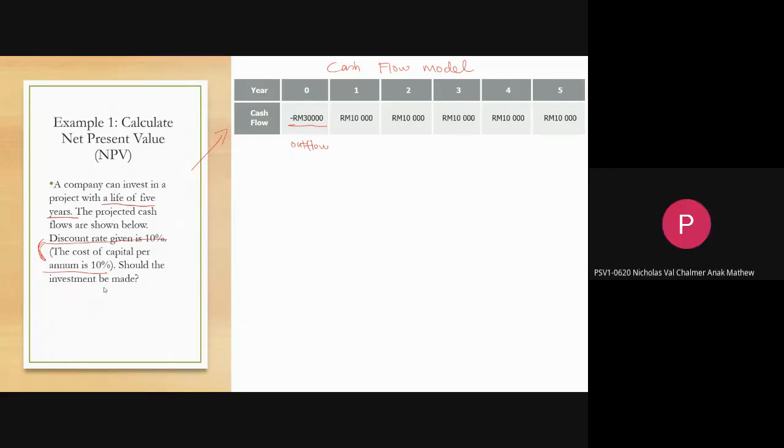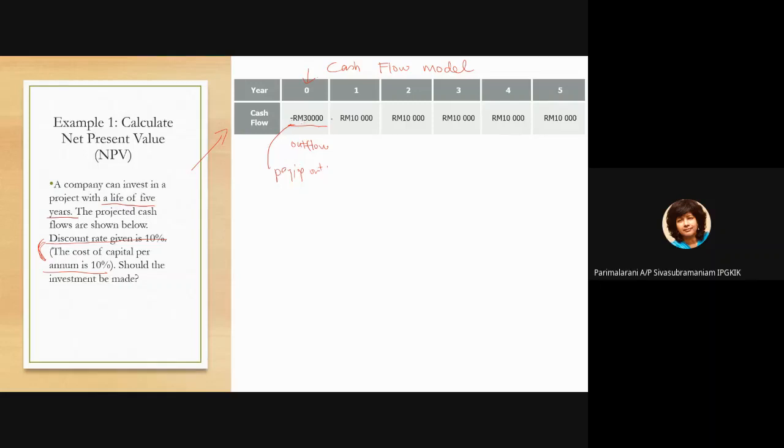30,000, right? Yes. This is your investment. Your investment is always at time 0, and usually there must be a negative. Either they give it like this, or they will tell you that you invested 30,000. Or if they give you a cash flow model, they will put a negative. This negative represents outflow. That means you are paying out the money. This is cash outflow. This is your investment.